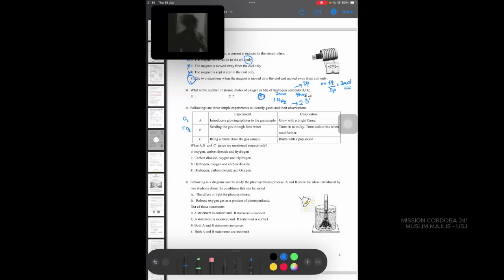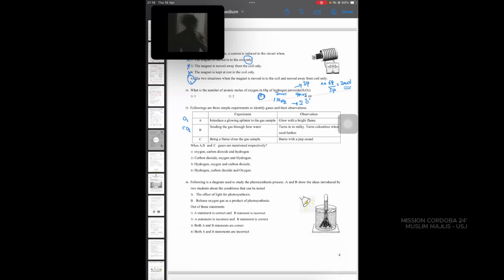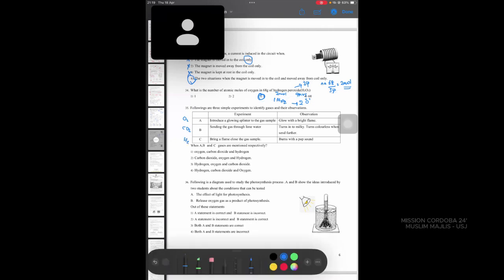Gas sample burns with a pop sound. Pop sound is there for what? Hydrogen gas. Hydrogen. Good. So the answer is oxygen, carbon dioxide, and hydrogen. That will be answer number 1.